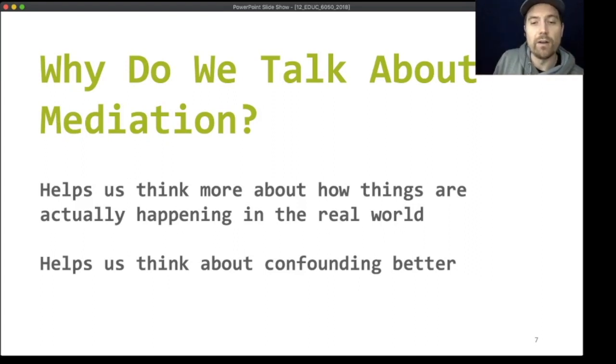It's good to think about how things are actually happening in the real world. It also helps us think about confounding better. In this class, we haven't talked a ton about confounding. We've introduced the idea, but the idea is actually really important when it comes to using things like regression. There's always a chance that a third variable is in some way impacting the relationship that you're looking at.